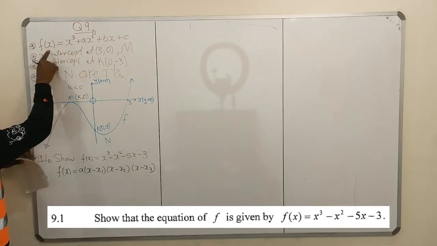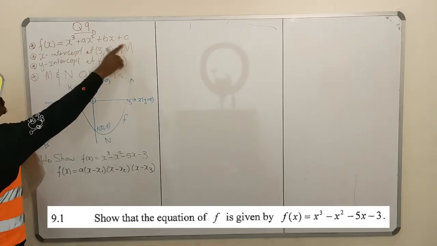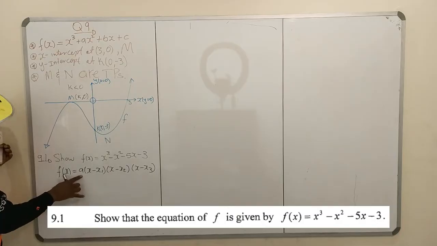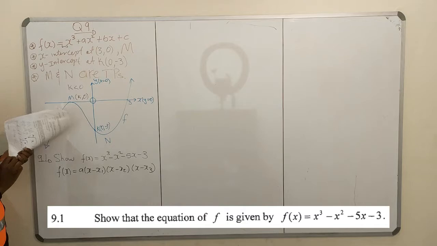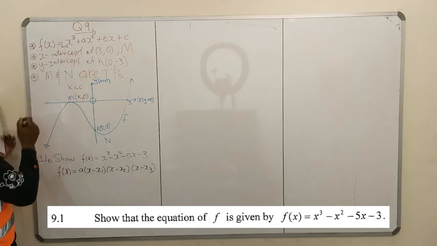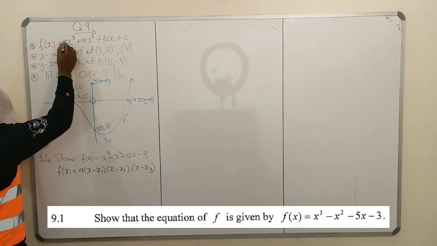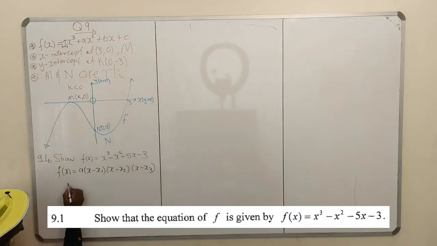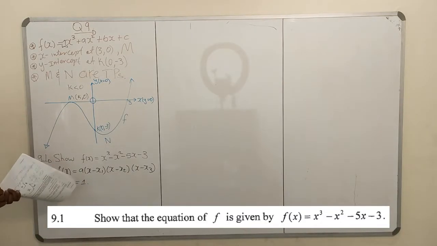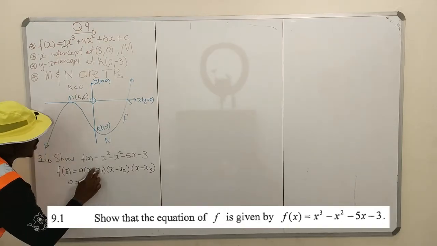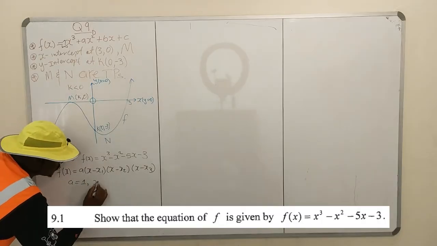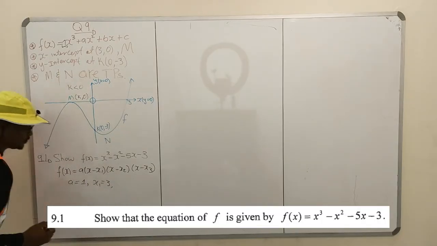So we are given that f of x is equal to x cubed plus whatever. So a, the value of a, is the coefficient of x cubed here. Then what is the coefficient of x cubed? The coefficient of x cubed here is 1. So you have a is equal to 1. That's what you have so far. And you have x-intercept 1. X-intercept 1 is equal to 3.